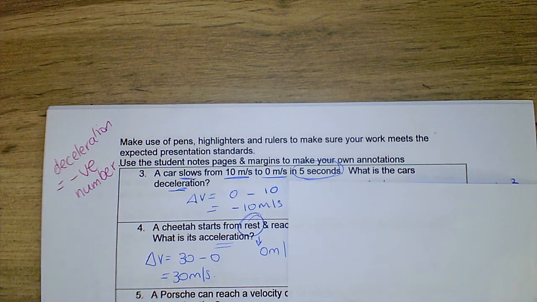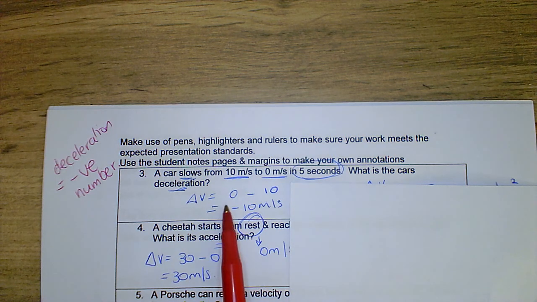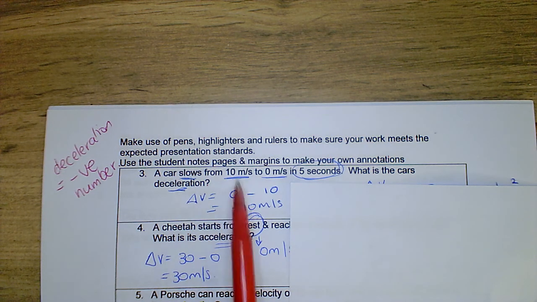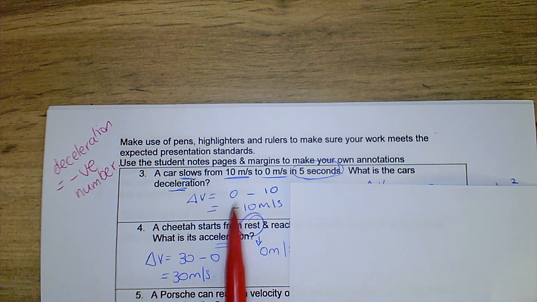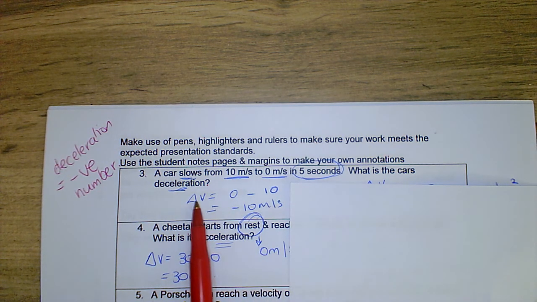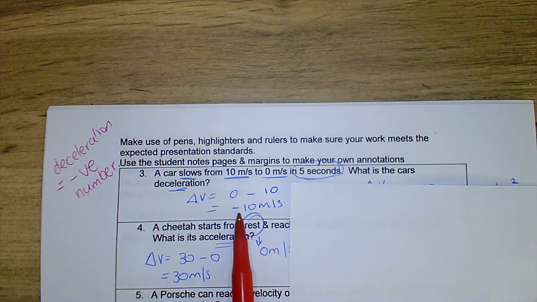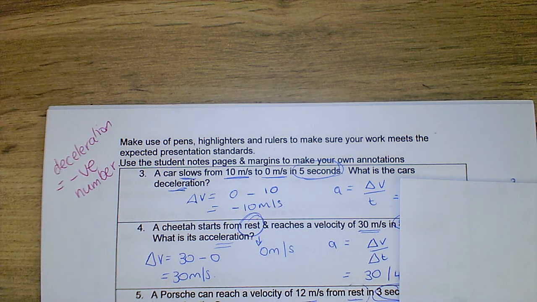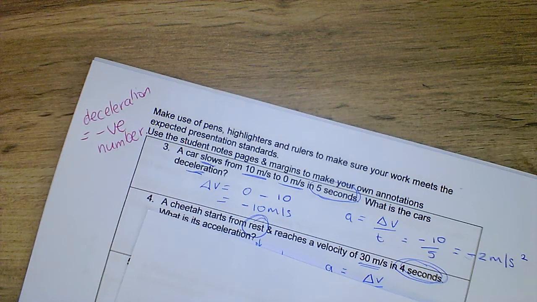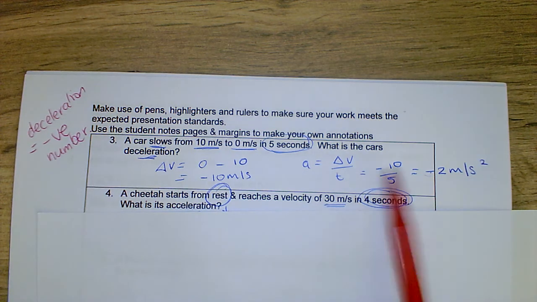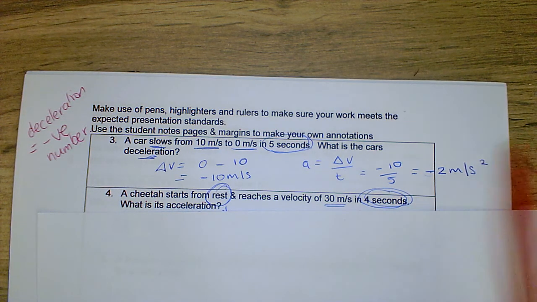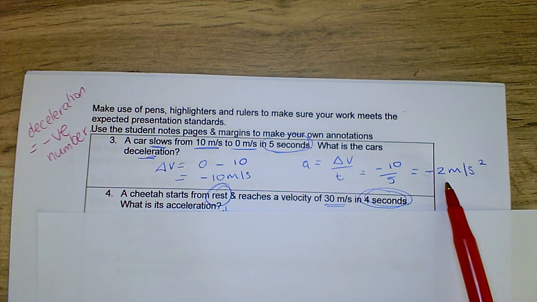So, the final velocity is 0 because it slows from 10 to 0. The starting velocity is 10, so you end up with a negative 10 meters per second for your change. And that's fine because the car is slowing down. Still using the same equation, inputting the numbers, and your answer is minus 2 meters per second squared.